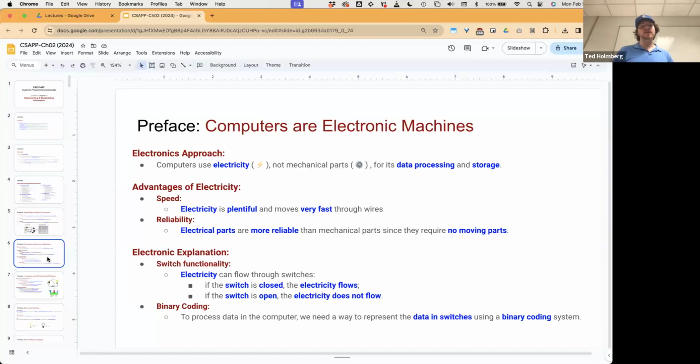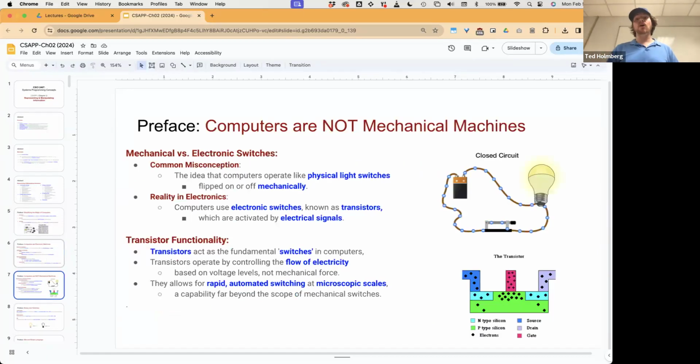So with binary coding, we process data in the computer, and we need a way to represent the data in the switches, so we use a binary coding format for that, because there's one of two states. You can almost think of that as a finite state machine that we model. Okay, so to highlight that first slide, which seemed very obvious, let me say something that's nuanced, probably obvious, but it does introduce confusion the way that computers are usually communicated to the general masses. Computers are not mechanical machines.